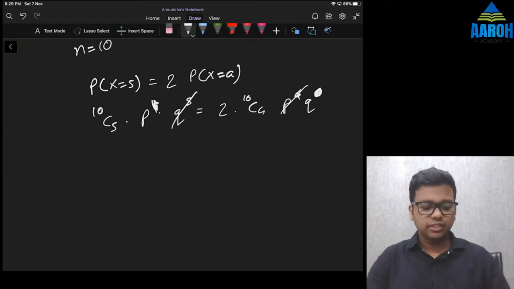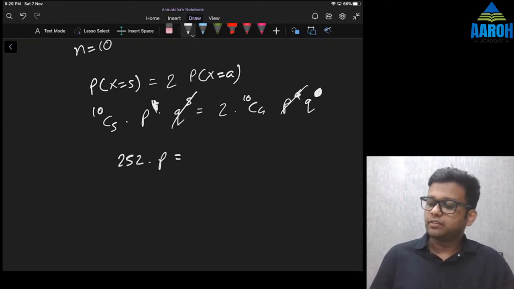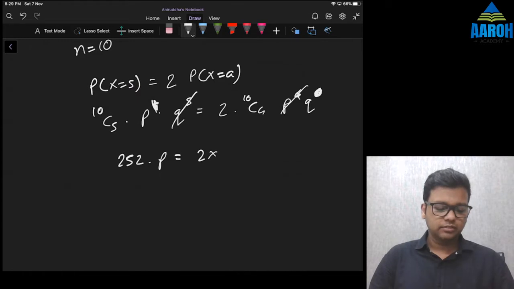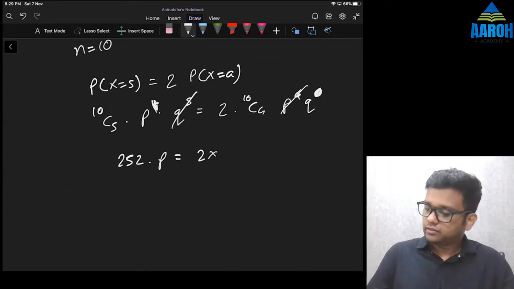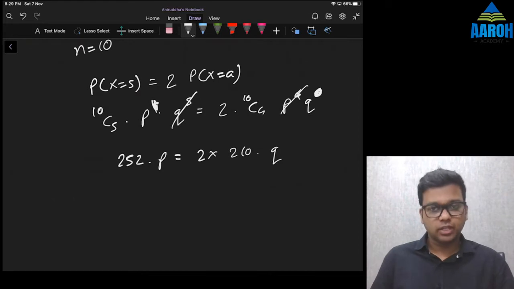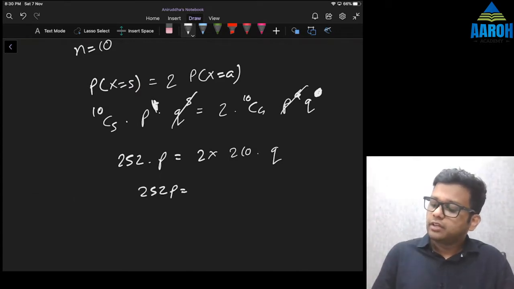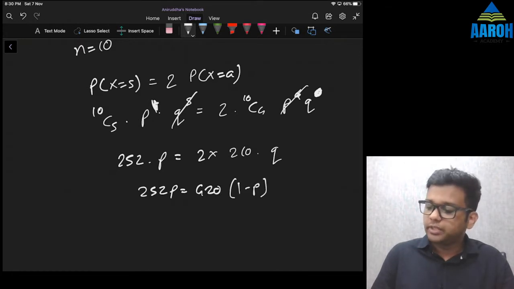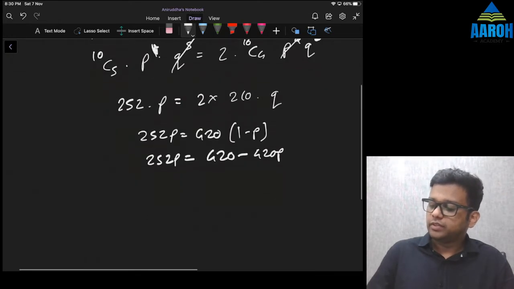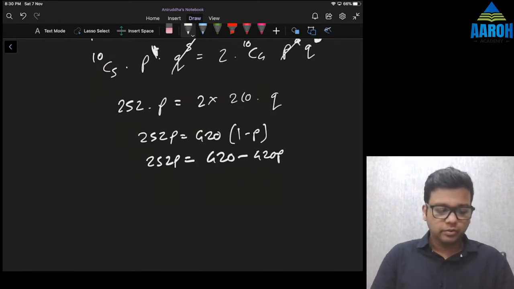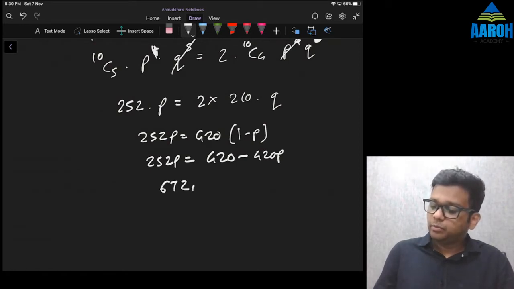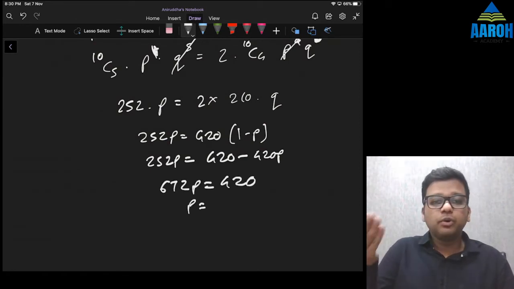Now let's solve. 10C5 is how much? 252, so 252 into p is equal to 2 into 10C4, which is 210, into q. So 252p is equal to 2 into 210, which is 420, into q, and q can be written as 1 minus p. So 252p is equal to 420 minus 420p. Let's add 420p to this side: 420 plus 252 is 672p is equal to 420. So p will be 420 by 672.